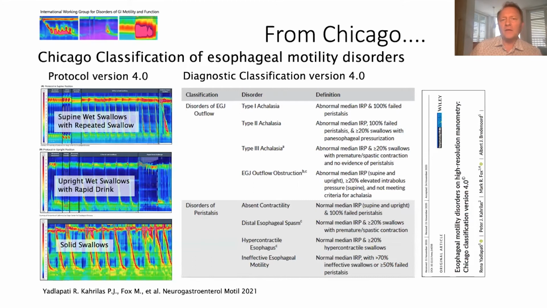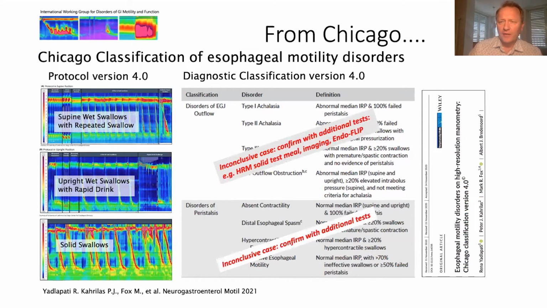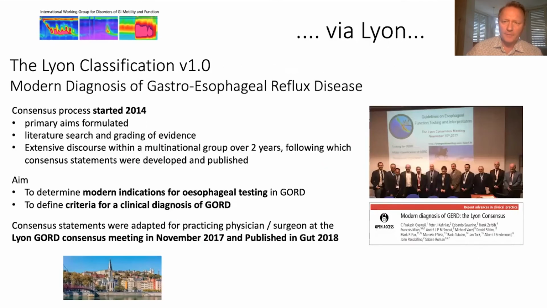And this here is the current version of the Chicago Classification. Again, a hierarchical organization with disorders of esophagogastric junction at the top, disorders of peristalsis at the bottom, but now understanding more clearly that when inconclusive findings are present, that we needed to confirm with additional tests. So this was the experience that we brought to bear.